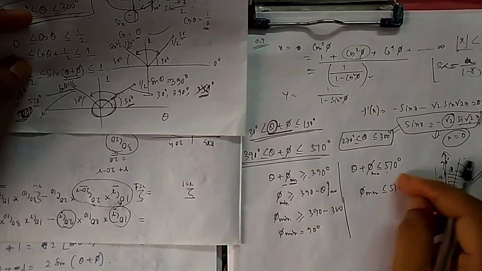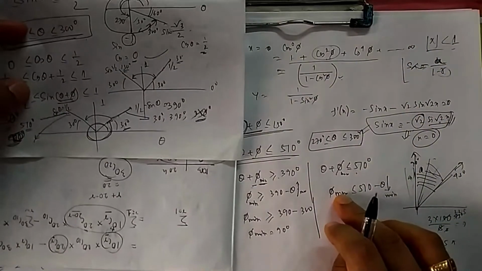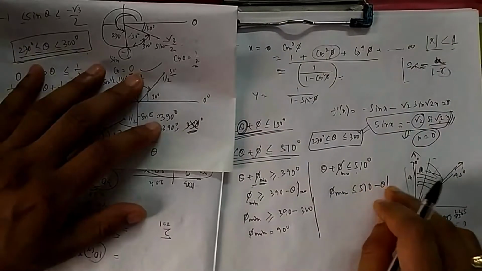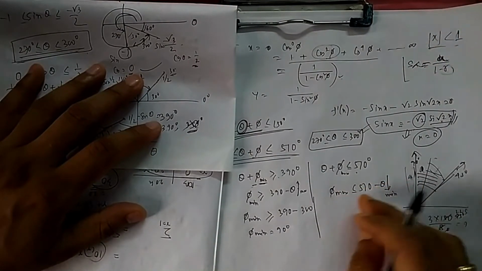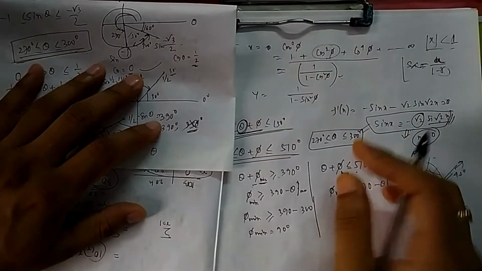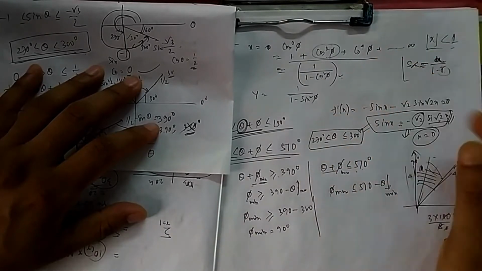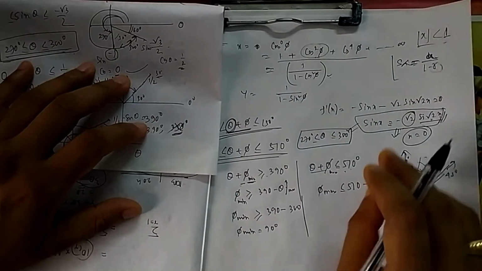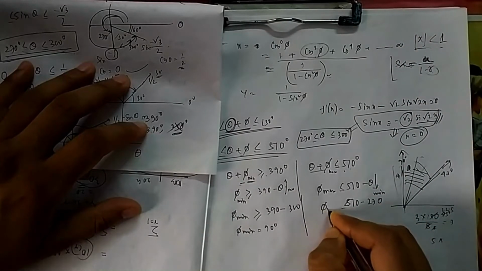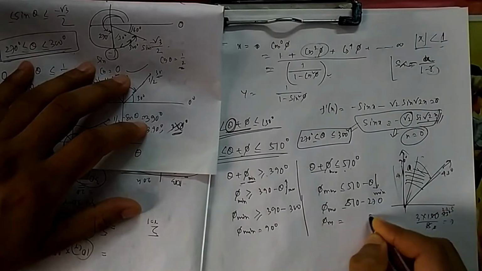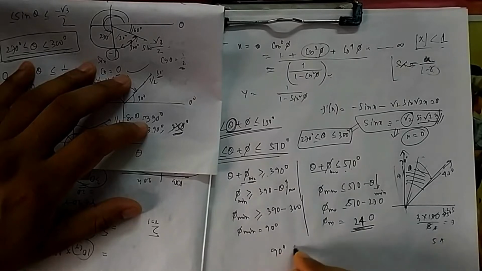For the maximum value of phi, you deduct the minimum amount. Because with 510 minus something, if you deduct 0, 1, 2, 3, the more you deduct, the less it will be. You need the maximum value from here. Sum is maximum 510, so for that you deduct the minimum value of theta. The minimum is 270. So phi max will be 510 minus 270, which is 240. So your phi can lie between 90 to 240.